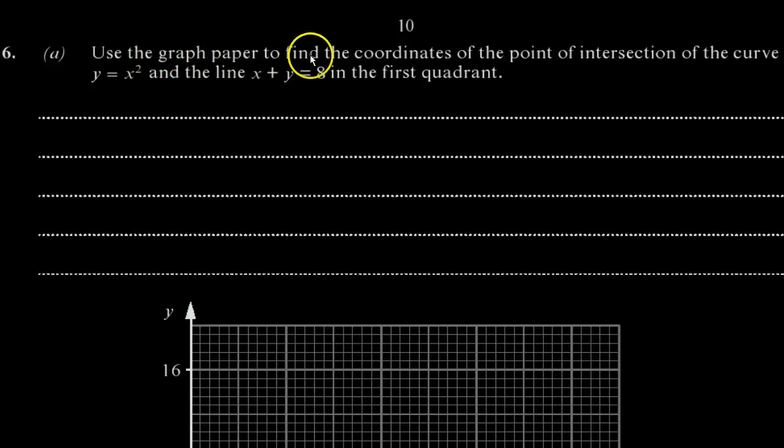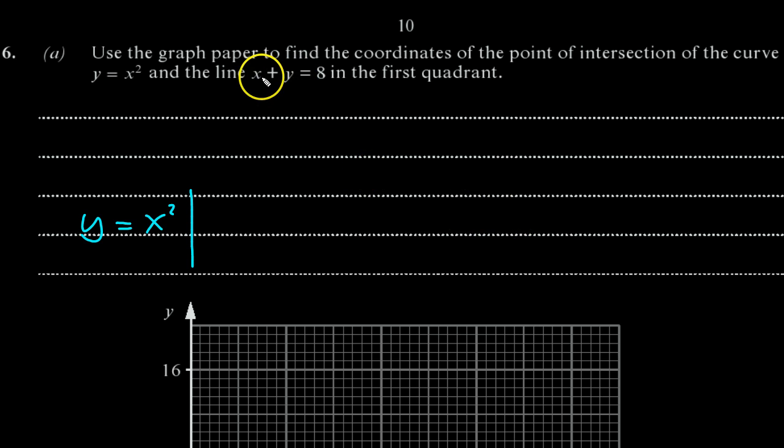Use the graph paper to find the coordinates of the point of intersection of the curve y equals x squared and the line x plus y equals 8 in the first quadrant. Okay, so we need to graph these. So y equals x squared then. Here, let's draw the coordinates for that. Let's just choose some coordinates that are convenient.